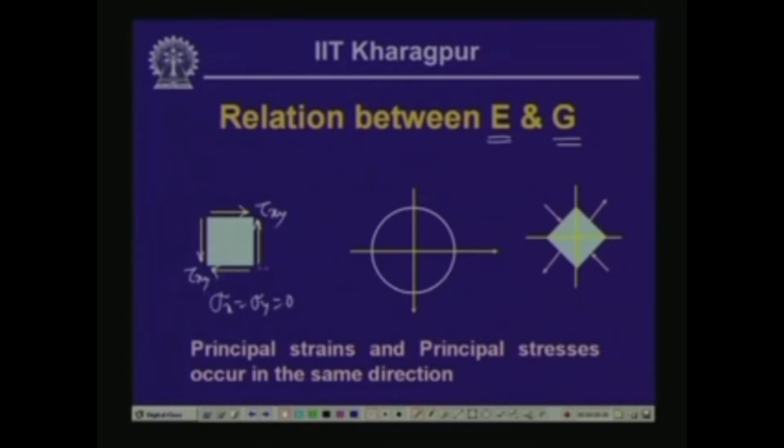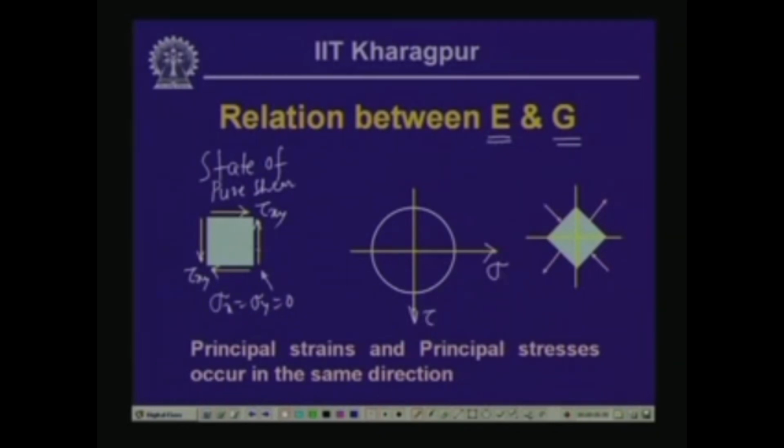Now, if you remember, this kind of stress distribution we call a state of pure shear, and we have discussed this aspect earlier when we discussed the stress at any point. So, this is a state of pure shear. Now, if we try to plot this stress in the Mohr circle, as we have seen, this is our sigma axis and this is our tau axis.